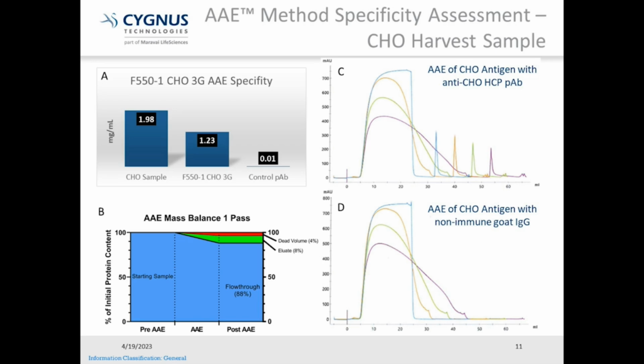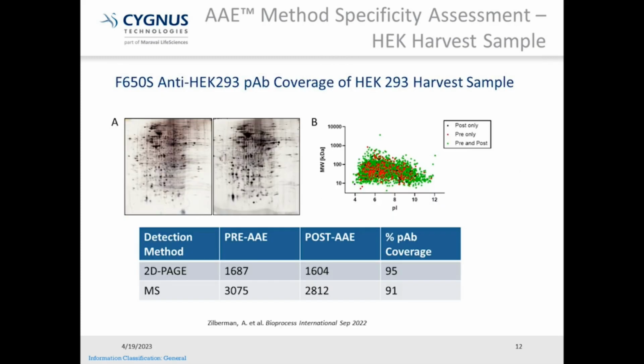Taken together, these data support the specificity of the AAE method. The second part of the AAE method specificity was assessed using an HEK harvest sample. AAE was performed with the F650S antibodies, and 2 detection methods were used: 2D page and mass spectrometry. In panel A, we have the pre and post AAE 2D page gels.